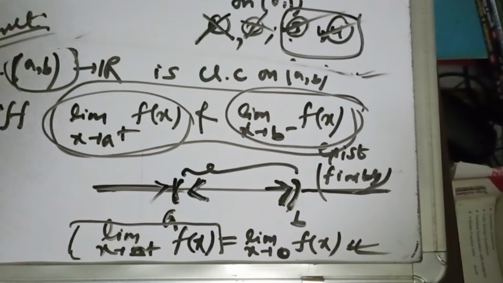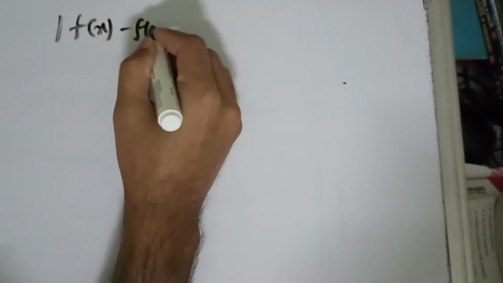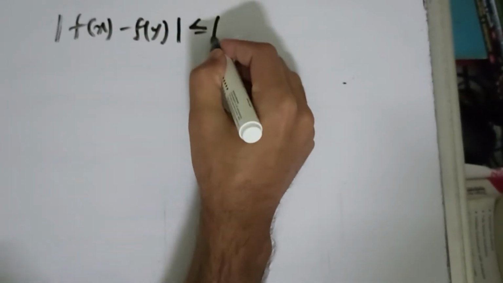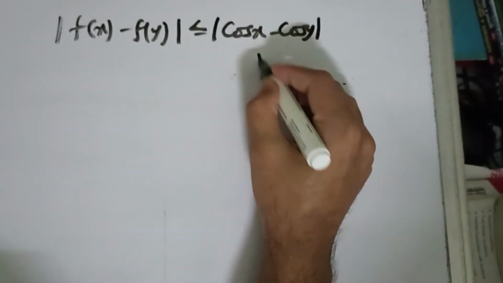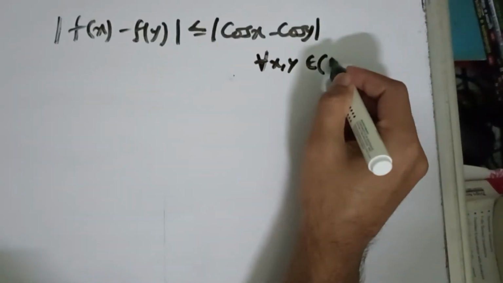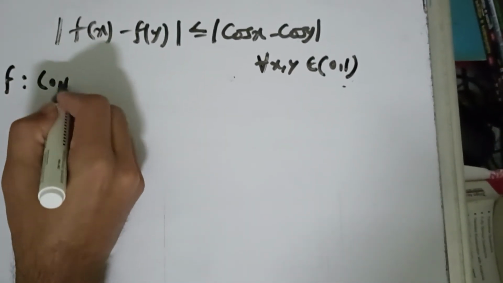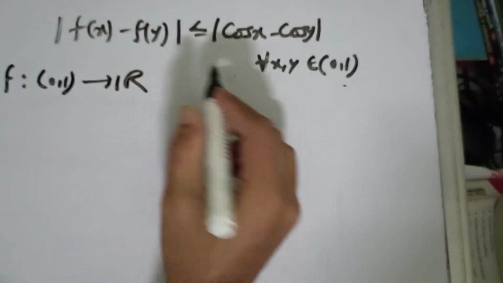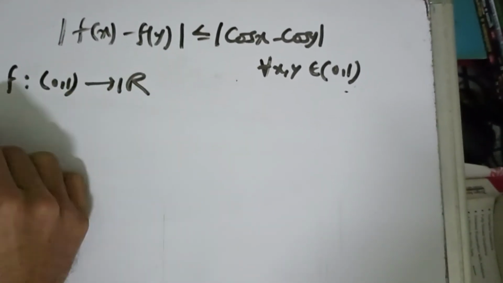In this question the condition was: the modulus of f(x) minus f(y) is less than the modulus of cos x minus cos y, for all x, y belonging to open (0,1). Okay, this is the condition, where f is a continuous function from (0,1) to R.